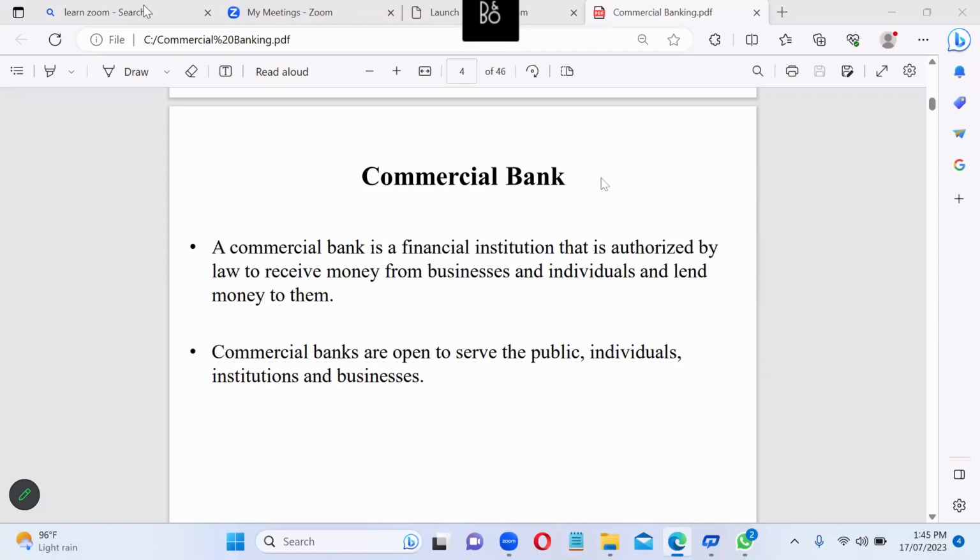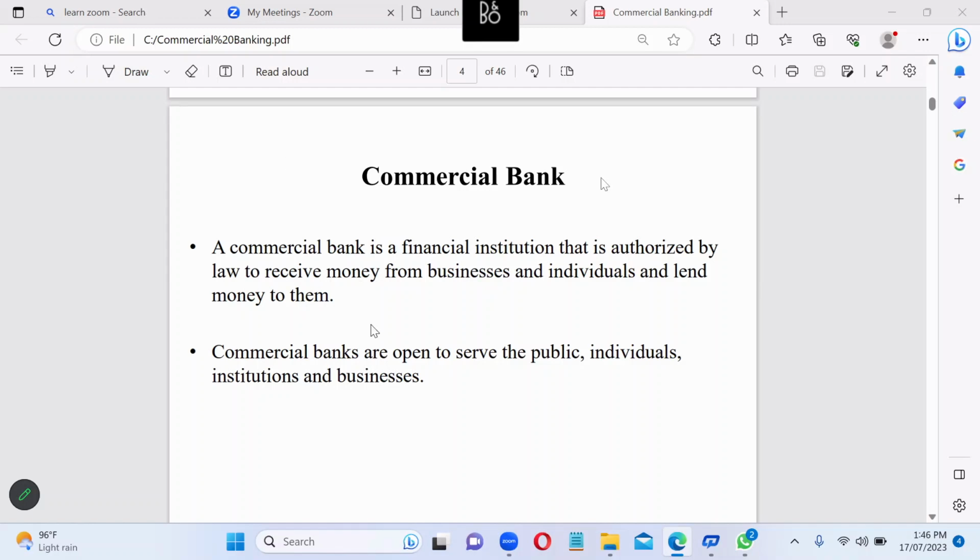Okay, a commercial bank is a financial institution. Without being a financial institution and without authorization by law, no entity or firm can receive money from businesses and individuals and lend money to them. This process cannot happen without a financial institution that is authorized. Only commercial banks have the financial institution power as well as the legal authorization to receive money from businessmen and individuals and lend money to them.